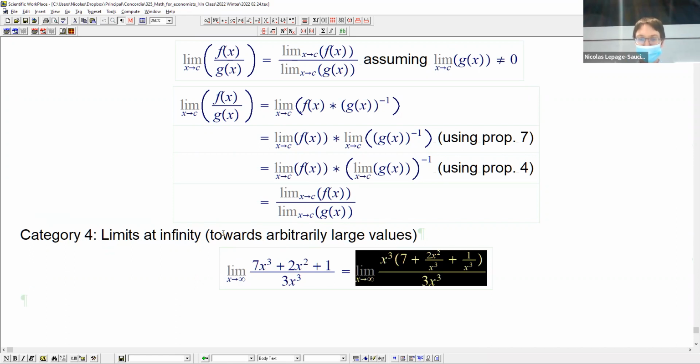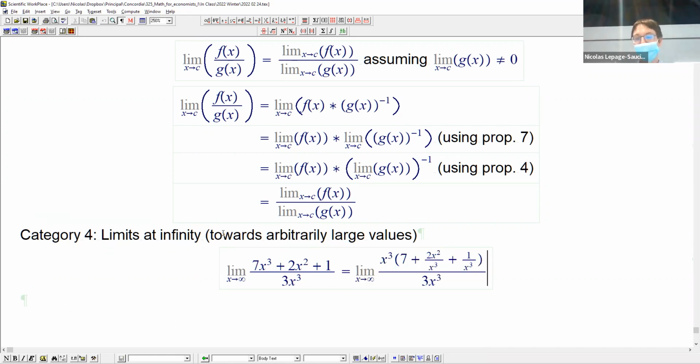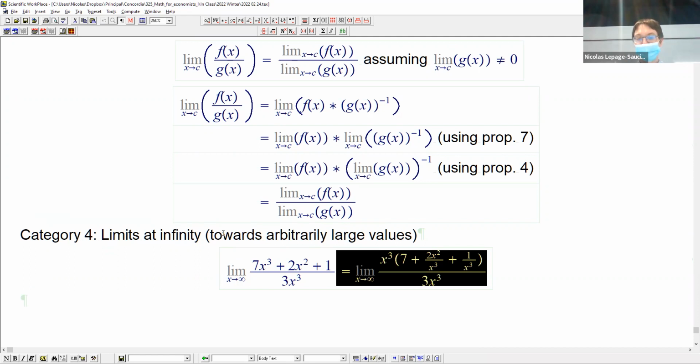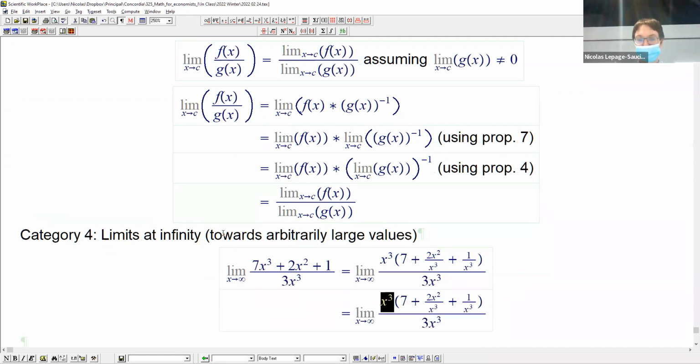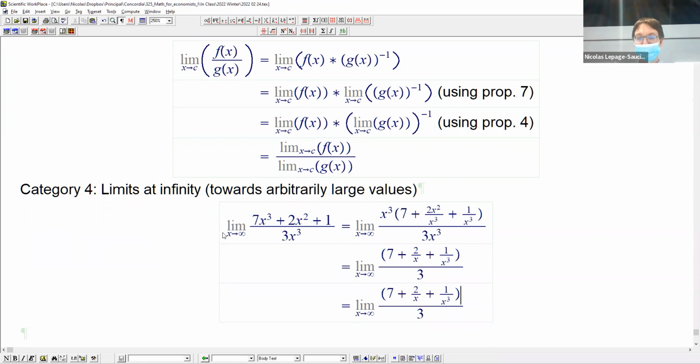And then what you can see here is it's possible to just divide these two. Divide them, and then here I get 2 divided by x. So 2 divided by x, when x is arbitrarily large, what is it? It's 0. And same thing for 1 divided by x^3. So you just get 7 divided by 3. So that's how you solve it.